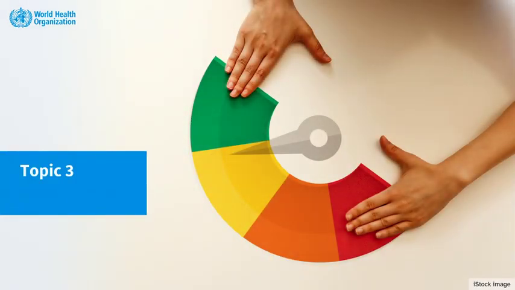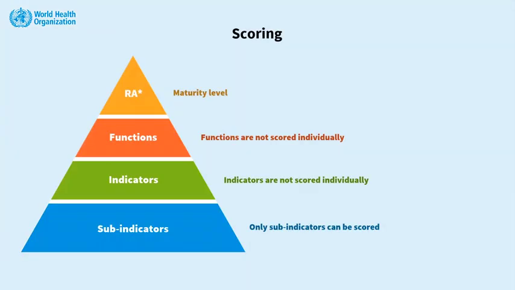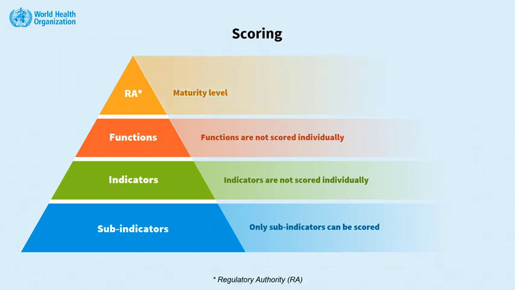Welcome to Topic 3, where we will learn about assigning scores. As you know, scores can be assigned only at the level of sub-indicators, and they will have an impact on the maturity level of the relevant function and of the overall regulatory system.